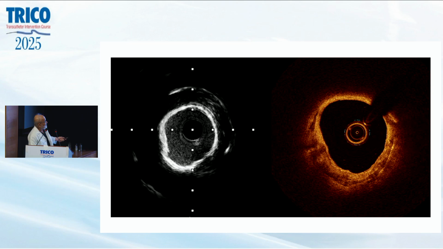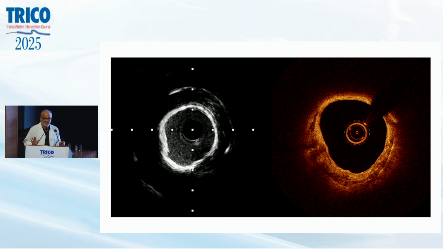This is another example. You can see heavily calcified, again napkin ring type of calcium, but here it is a friendly calcium. It is good. You can break it with a balloon and you can give a good area.